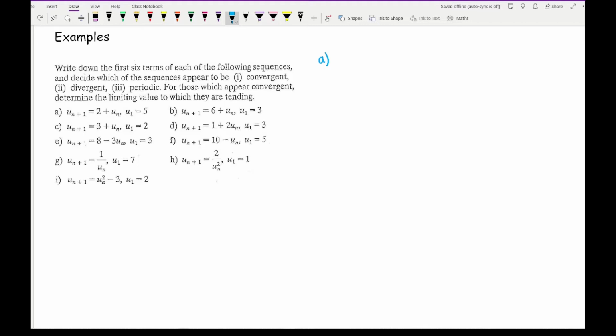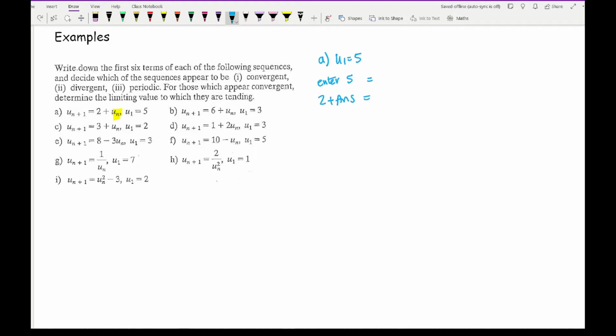So we're starting with u1, which is 5, and then for this all we need to do is plug this in. Now in terms of doing this on your calculator, what I'd recommend is enter 5, then press equals, and then you just replace the un part with ans. So we then press 2 plus ans and keep pressing equals to work out what the next term is going to be.